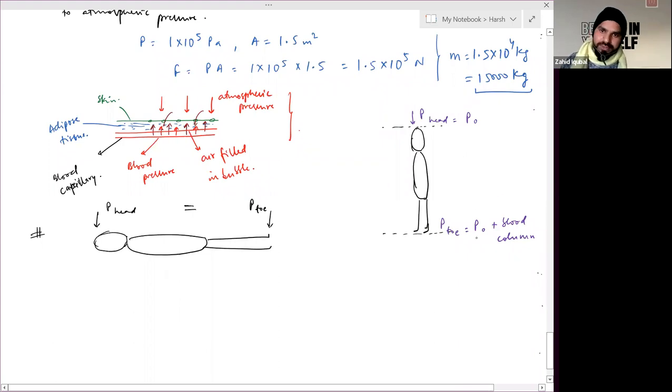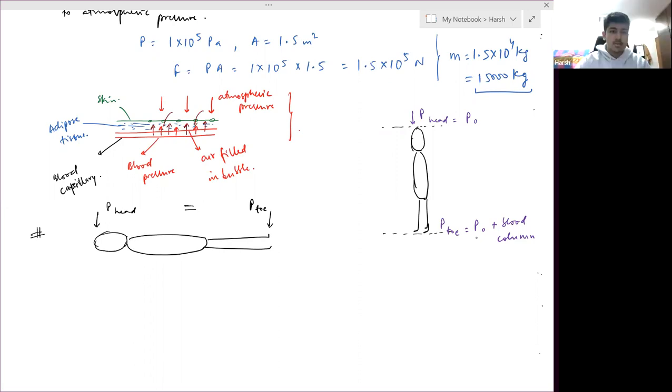Now just compare these two terms. You will say the pressure at point 2 is greater than the pressure at the head in vertical position. Is it clear? Okay, just write it down.